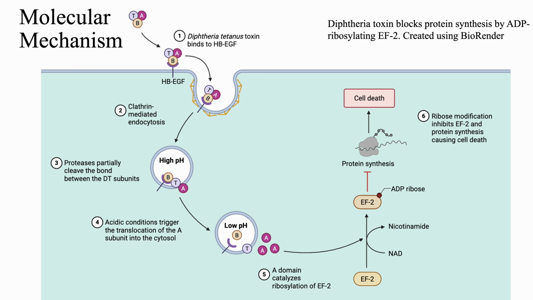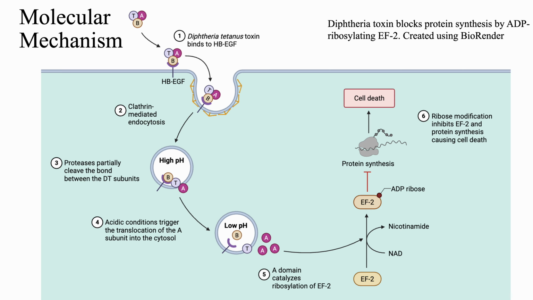The translocation domain then helps move fragment A across the endosomal membrane into the cytosol. Once it's in the cytosol, fragment A acts as the NAD+ dependent ADP ribosyltransferase. It takes the ADP ribose group from NAD+ and transfers it onto EF2. The specific target site on EF2 is diphthamide, which is a modified histidine residue. This modification inactivates EF2. It causes a conformational change that reduces its ability to cause translocation.